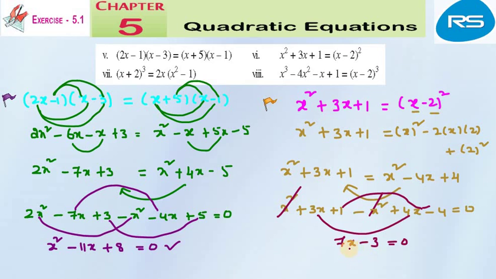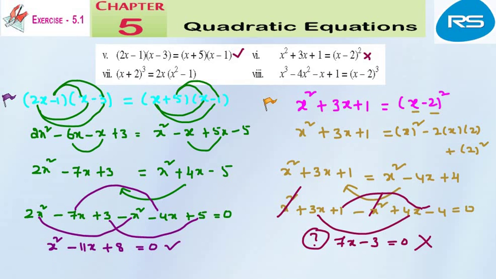In this equation we have only two terms. There is no x square term. Therefore, the given equation is not a quadratic equation. So, the fifth one is quadratic but not the sixth one. Why? Because of the absence of the x square term.